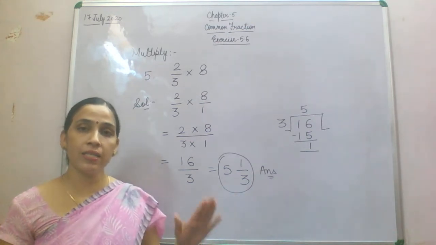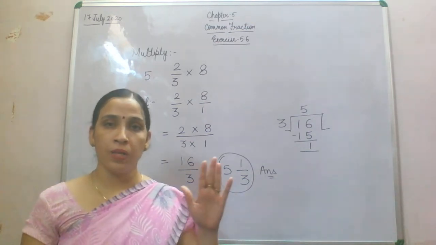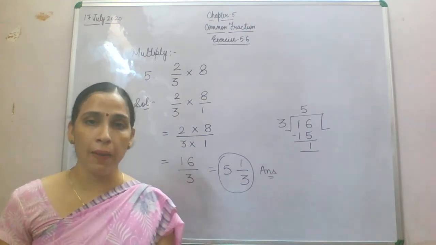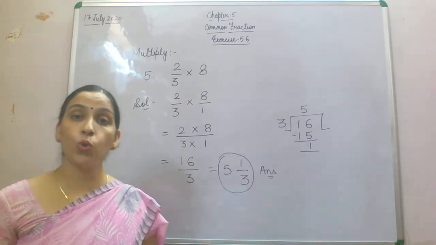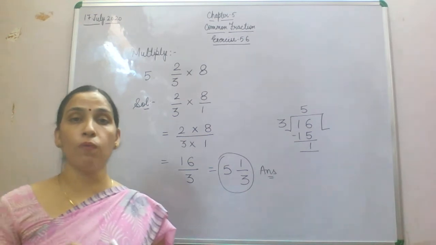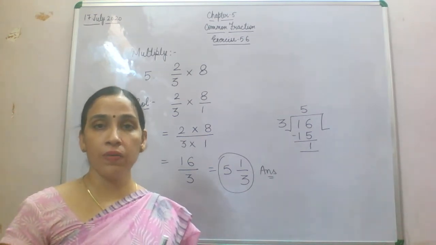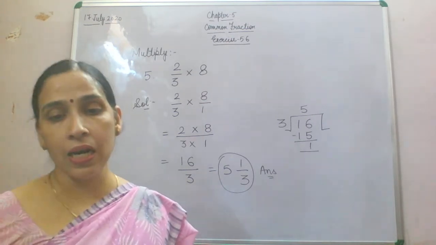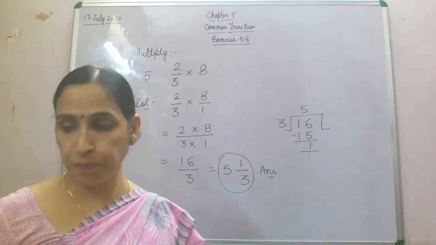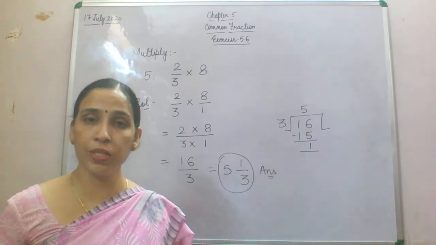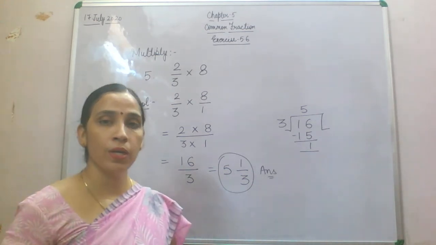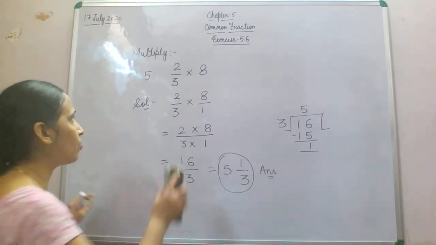So these are the steps for multiplication of a proper fraction by a whole number. Remember these steps so that you can easily solve all the questions. Now we have completed our question number 5. Now we are going to take our last question of today, and the rest of the questions we are going to solve tomorrow.